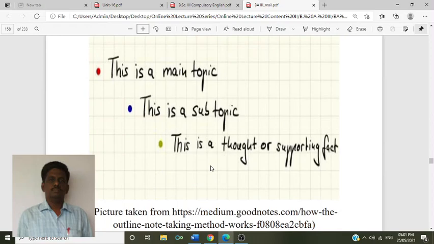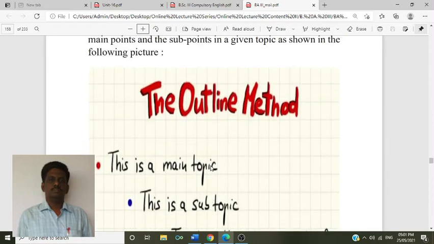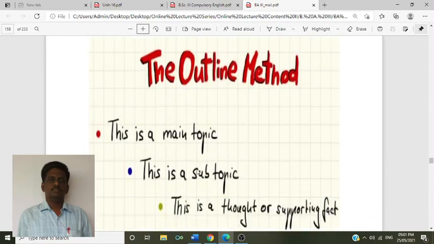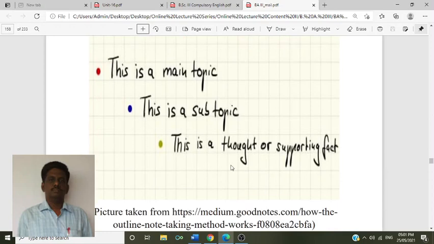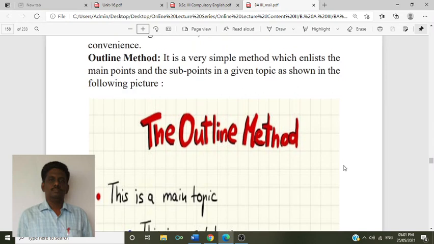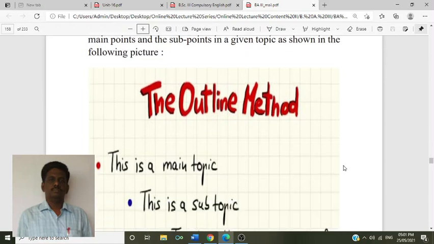You can see the picture on screen. So see, the outline method is: this is a main topic, this is a subtopic, this is a thought or supporting fact. You can see this is the outline method. Here you are only supposed to note down main points or sub points. You are not taking everything that is said by the speaker, or you are not elaborative in note taking. Here you are only supposed to point out significant topics.